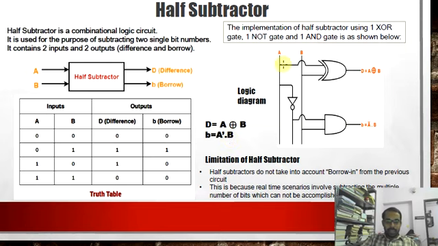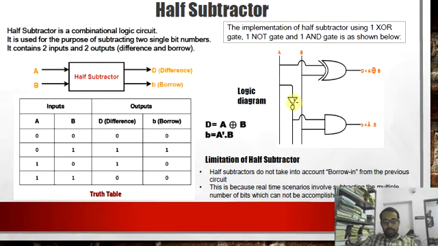So this is the corresponding logic diagram. These are the two inputs A and B, and the difference you get is the XOR between these two inputs, and this is the difference. And for getting the borrow, we need to use an additional NOT gate here.